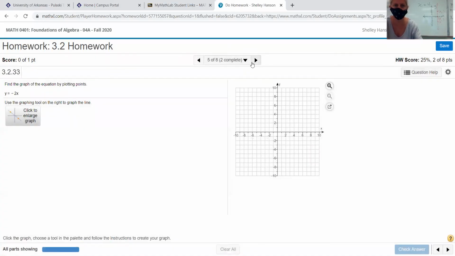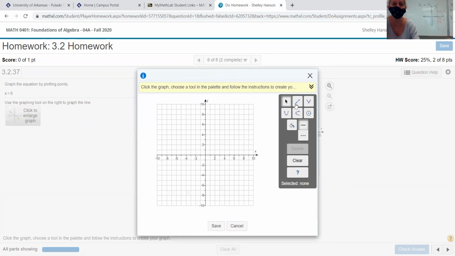Number 6. So this one says x equals 6. I'm going to click to enlarge my graph. I'm going to tell it that I'm about to draw a line. Now, look over here. That's the first place I'm going to think about of x being 6. Look at the point in your yellow rectangle. Is your x coordinate 6? If the answer is yes, then you put a point there. Go anywhere else. Is my x coordinate 6 in the yellow rectangle?